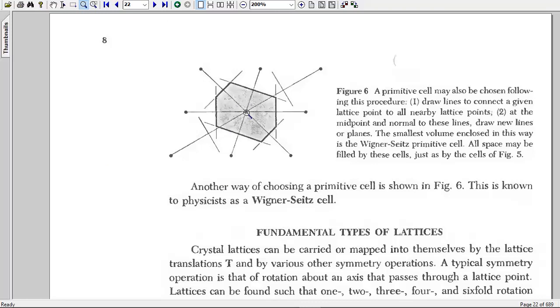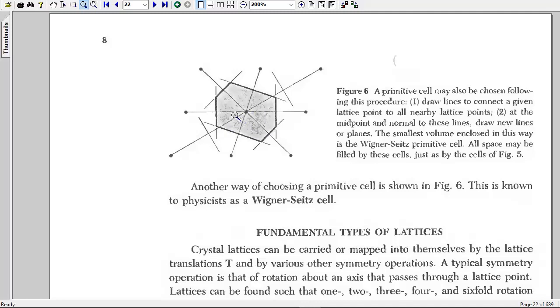So let us take one lattice point in the center. Now we want to construct a Wigner-Seitz cell around this lattice point. For that we draw lines to connect all the nearby neighboring lattice points. So it will be like this. Now we draw perpendicular bisectors to these lines. If it is three-dimensional, then there will be perpendicular planes. Then the volume enclosed within these planes is called the Wigner-Seitz cell.